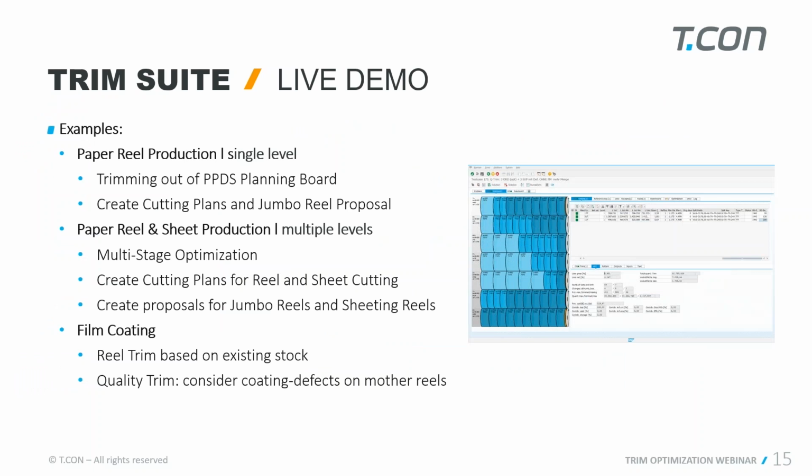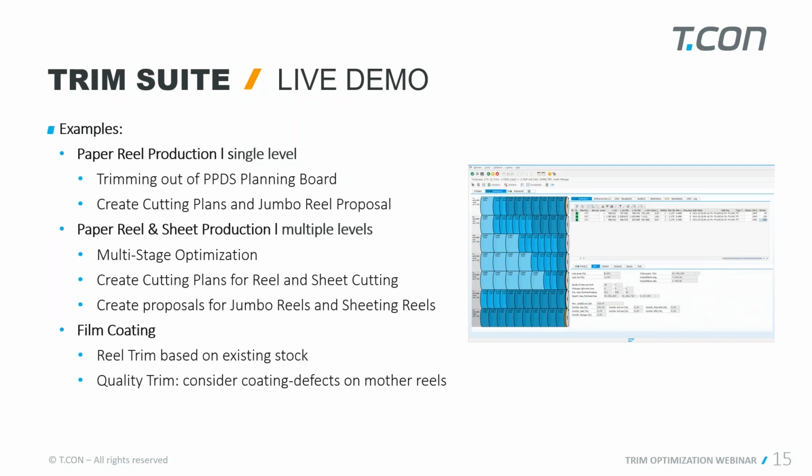Actually, one more slide. This is a summary of what I would like to show to you in the following. I do have 3 examples I would like to present. The first one is an example of real production in the paper industry. This is actually a setup that is pretty close to what Model AG is doing. It's a little more complex actually, but still it's quite similar to the processes they have. And I will do this example out of the planning board of PPDS, so you see the real-life integration of the trim application that we offer.